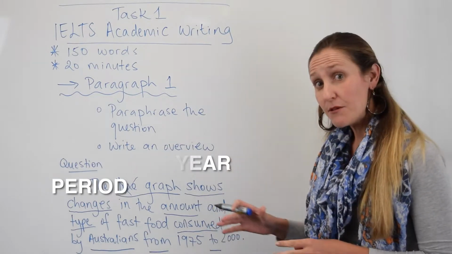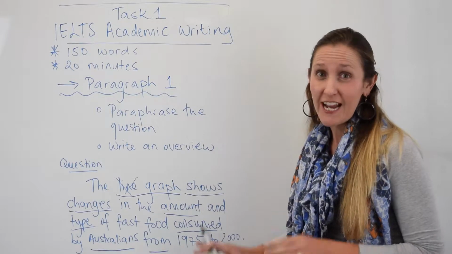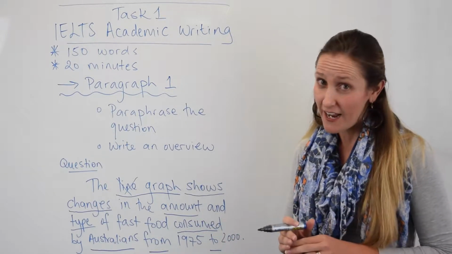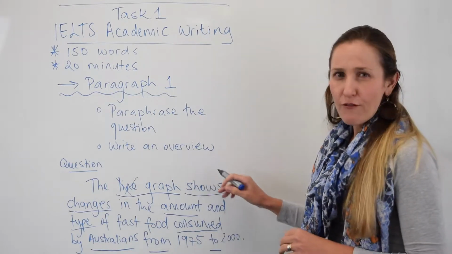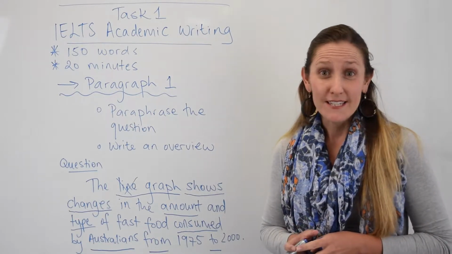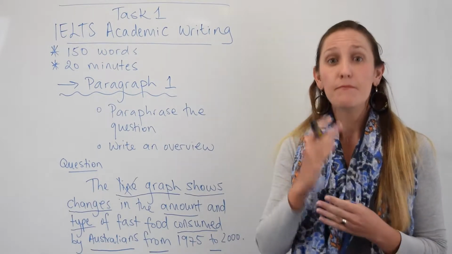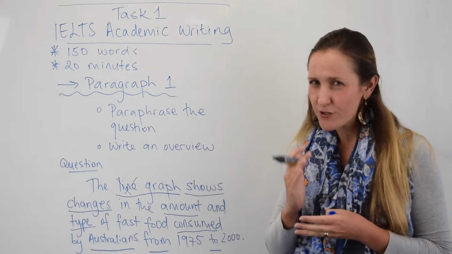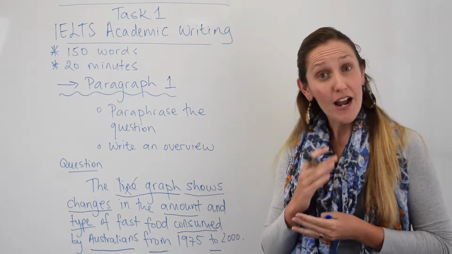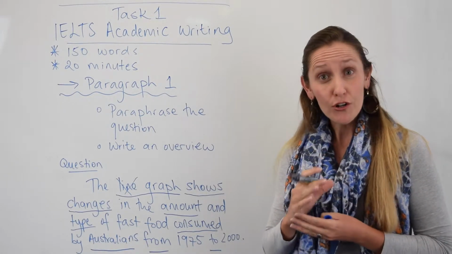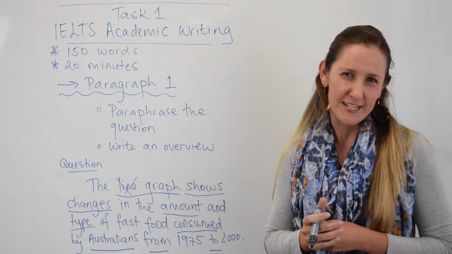So you need to make sure that you're changing the majority of the words in the question in order to avoid being penalized for copying them. Writing an overview is actually quite simple. What this means is that you're going to summarize the main and most important trend that you see in the data. If you're analyzing a graph, you're going to summarize the most significant information that you've identified.